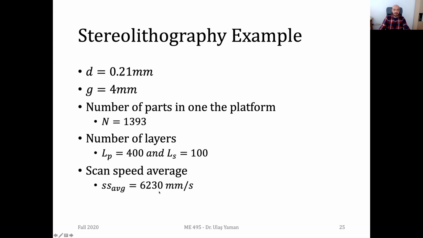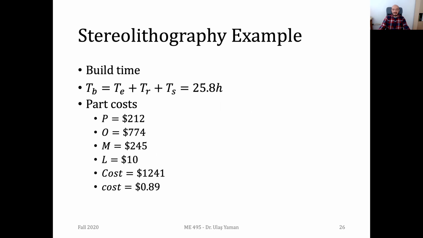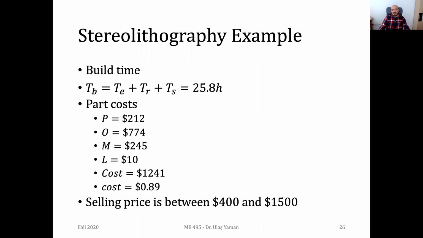And since we are producing this number of parts in this manufacturing, it's a very low cost for a single hearing aid. But the company is selling these hearing aids between $400 and $1,500. You see that there is a huge difference between the manufacturing cost and the selling price. Why do we have such a difference between the manufacturing cost and the selling price? Why is there such a huge difference?